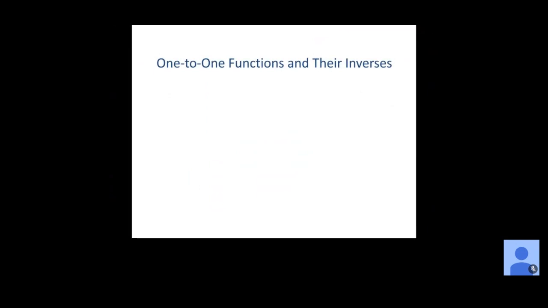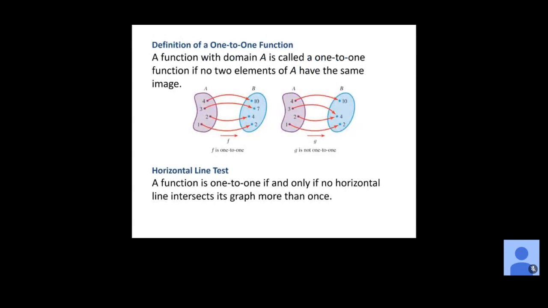All right, so 2.8, one-to-one functions and their inverses. We're going to start with the definition of a one-to-one function, and then we'll look at how you find the inverse of a function that is one-to-one. A function with a domain of A is called one-to-one if no two elements of that domain have the same image. If we look at our map here, 4 goes to 10, 3 goes to 7, 2 goes to 4, 1 goes to 2. In this case, every x value maps to exactly one y value. That's what makes this a one-to-one function.